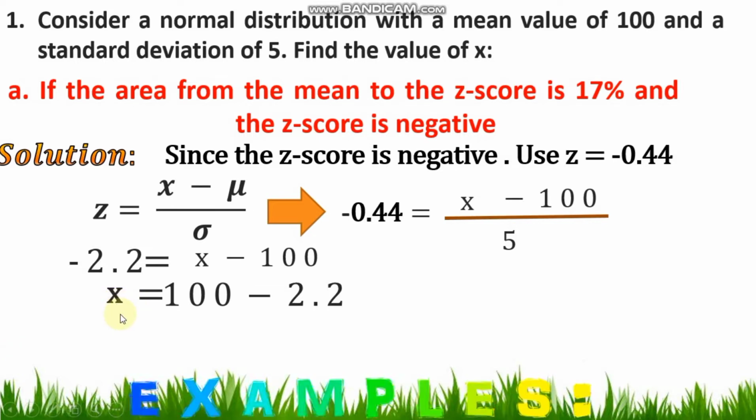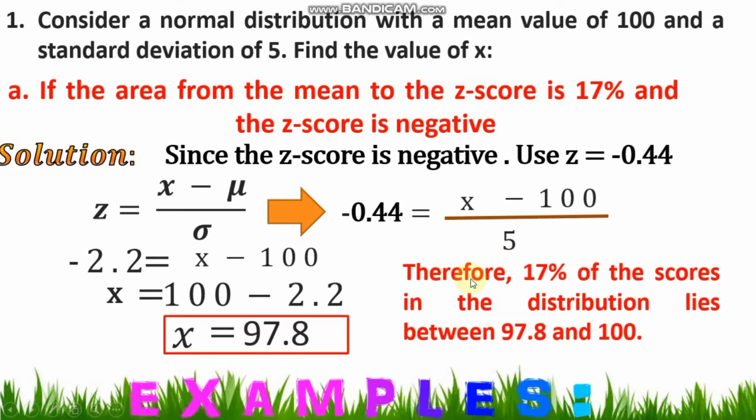Okay, so we have now x = 100 - 2.2, that is equivalent to 97.8. Therefore, we have now 17% of the scores in the distribution lies between 97.8 and 100. Right? So that's how we solve such problem like this.